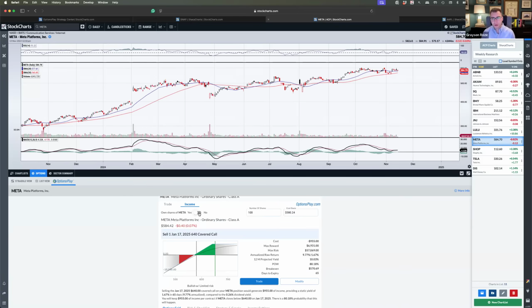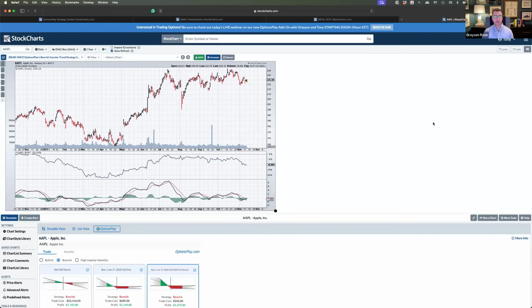So we also have an integration though with SharpCharts. So we had a question actually come through. Do I have to use ACP? Which kind of chart type do I have to use to take advantage of these options play tools? And I am thrilled to say either one. In either case, if you're an ACP user or a SharpCharts user, you have access to these tools.